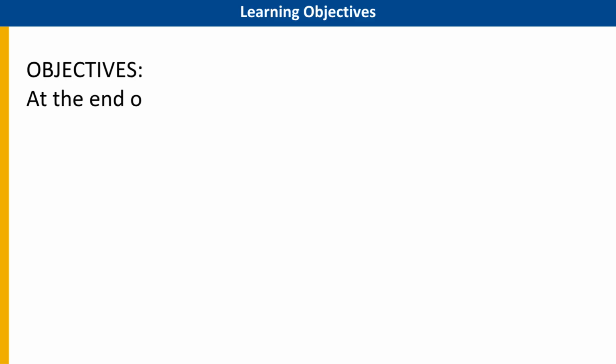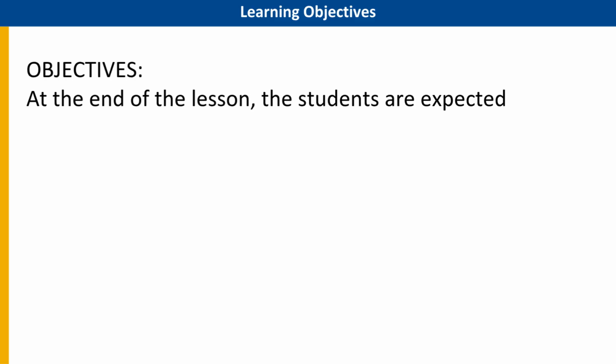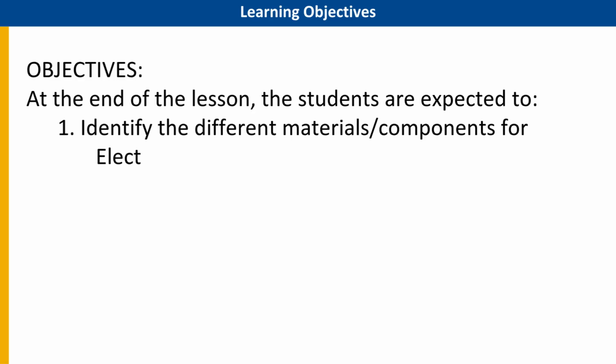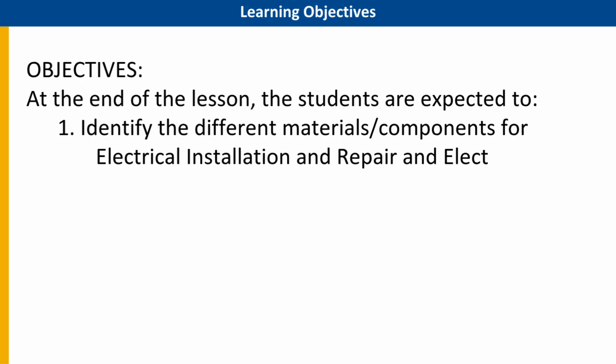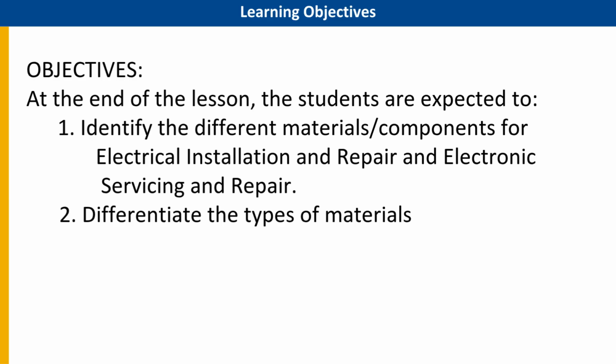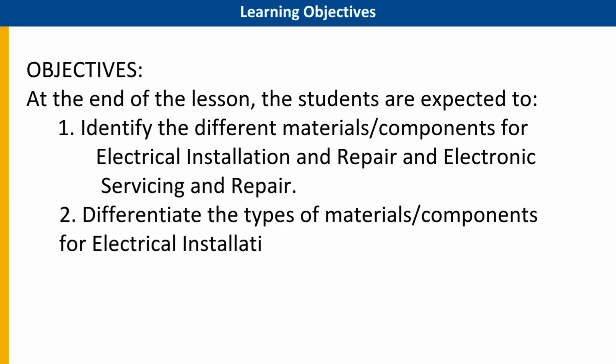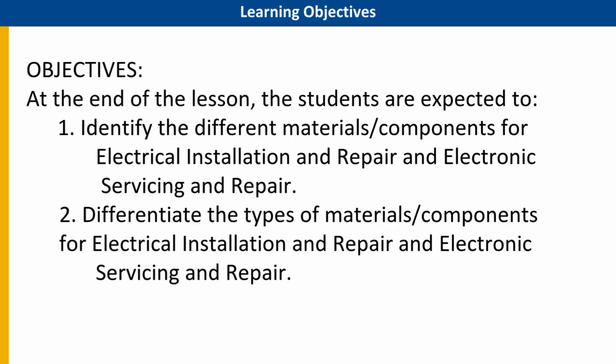Before we start, let's read our learning objectives together. 1. Identify the different materials, components for electrical installation and repair and electronic servicing and repair. 2. Differentiate the types of materials, components for electrical installation and repair and electronic servicing and repair.